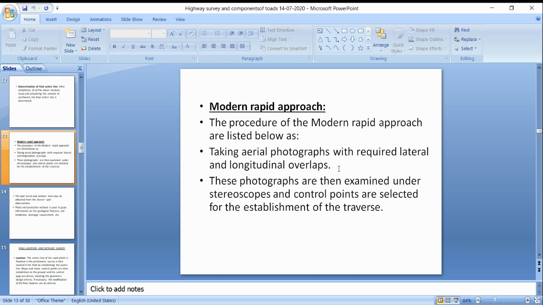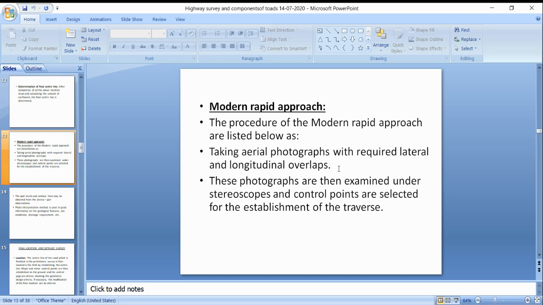But in the modern survey, we take aerial photographs with the required lateral and longitudinal overlap. By sending an aerial instrument, we take a picture of that location of the field, so that it can be examined under the stereoscope, and control points are selected from the establishment of the traverse.